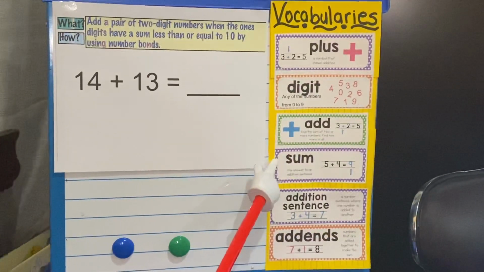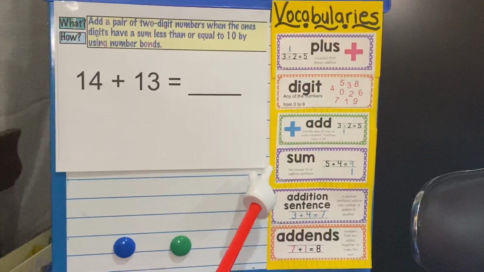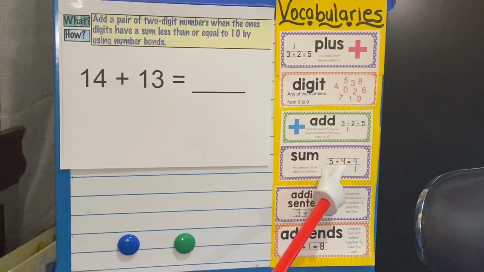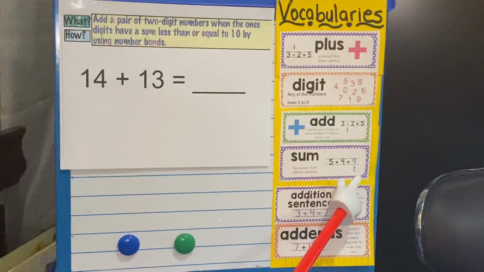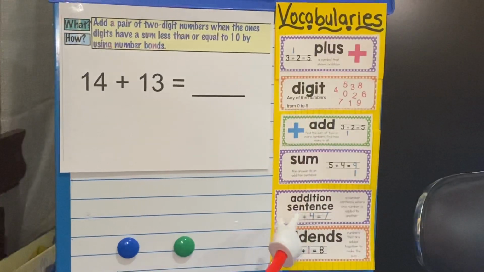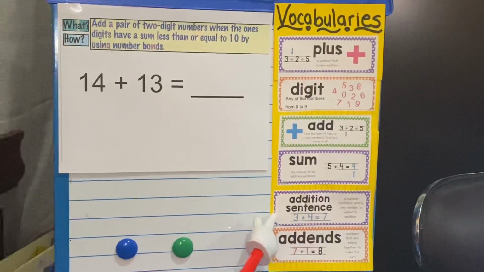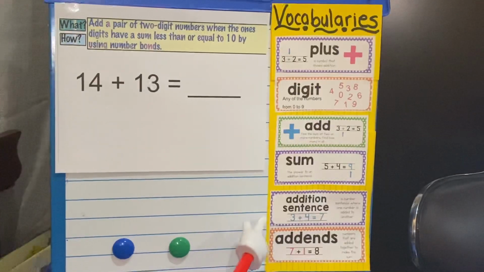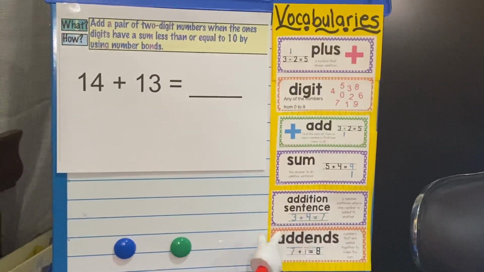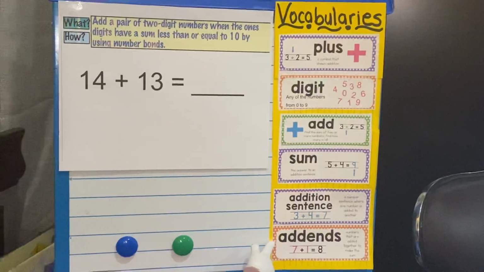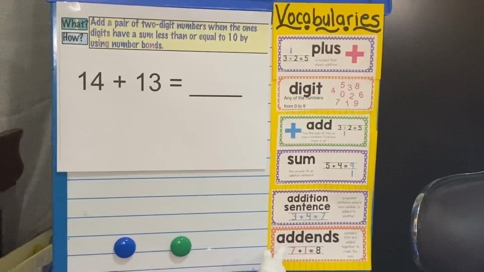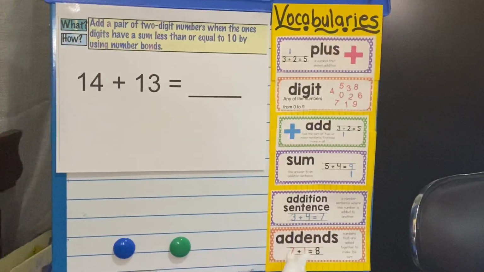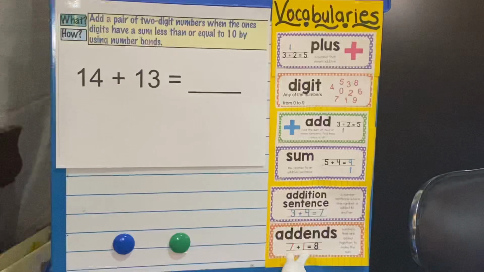We also have the word sum. Sum is the answer to an addition sentence. For example, 5 plus 4 equals 9. 9 is the sum of 5 plus 4. We have the word addition sentence. An addition sentence is a number sentence where one number is added to another. Add-ins. Add-ins are the numbers that are being added. For example, 7 plus 1 equals 8. The add-ins are 7 and 1.